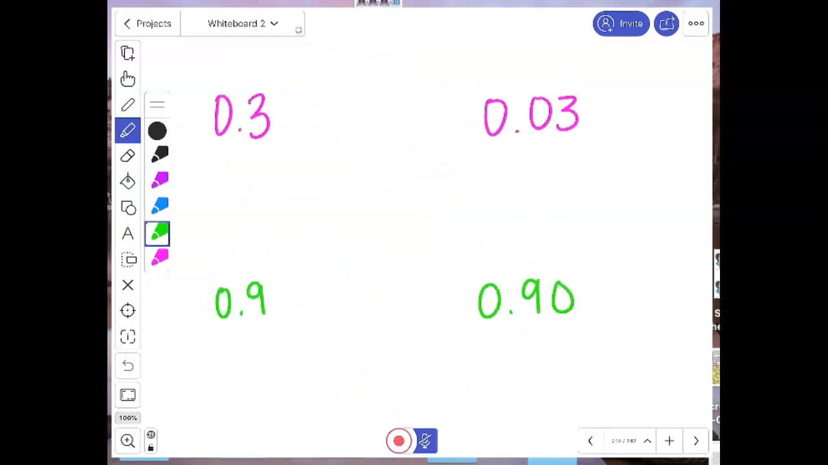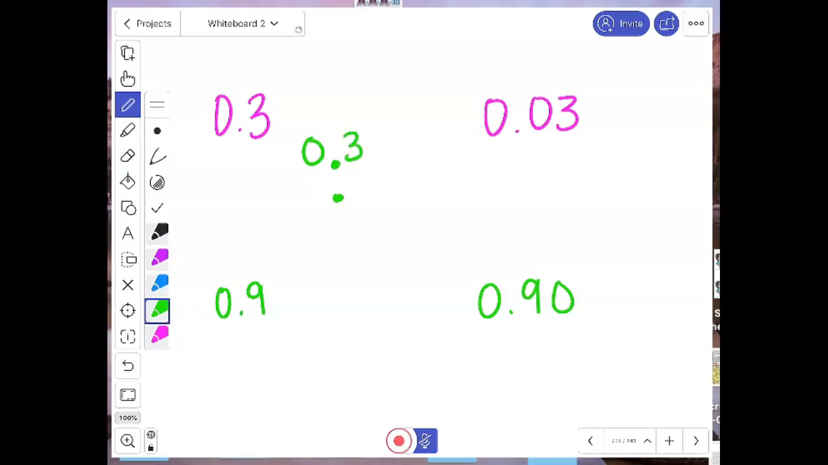So the first thing I'm going to do is line up the decimals. And I'm going to stack them. So decimal, decimal. Now I'm going to stack them up. So 0, 3 tenths, 0, 3 hundredths. Okay, so I lined up the decimals, stacked up the numbers. Do you see how the decimals are in line? That is super duper important.